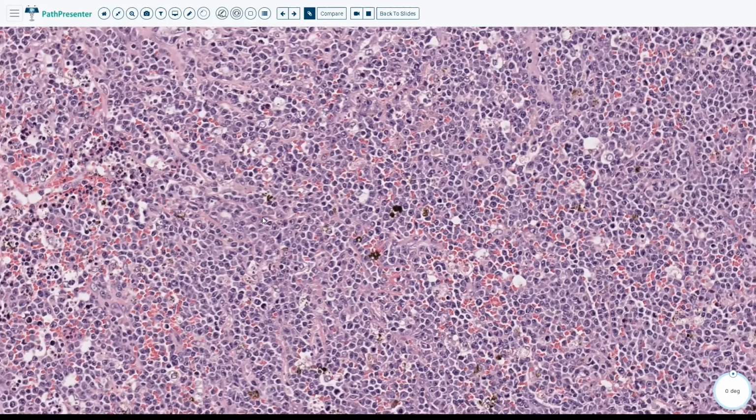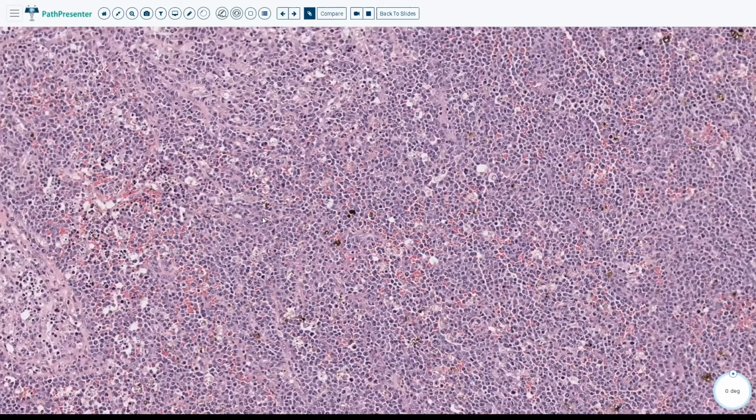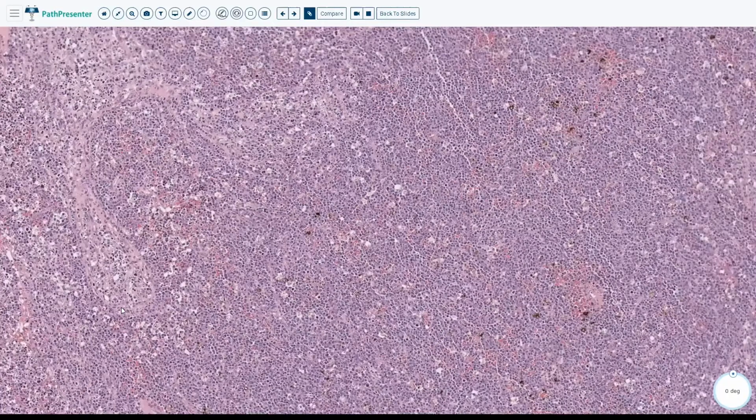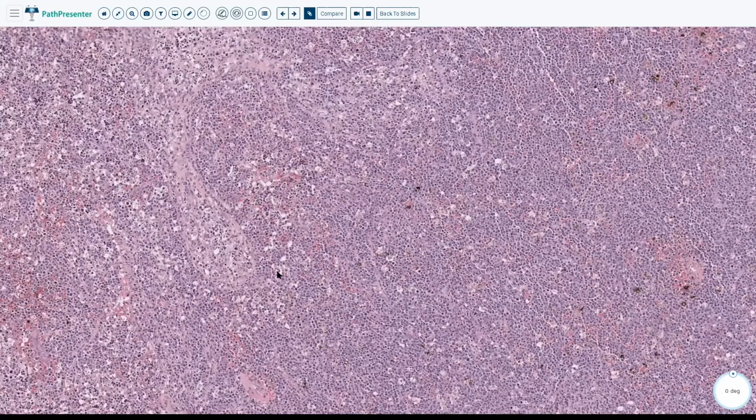Let's see if we can find any intact testicular tissue. So we're looking for tubules. So if we can find a definite tubule, we might be able to see another feature.